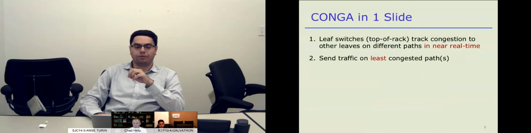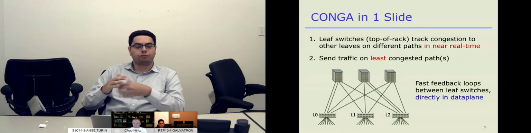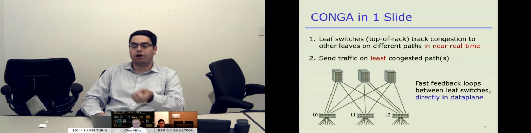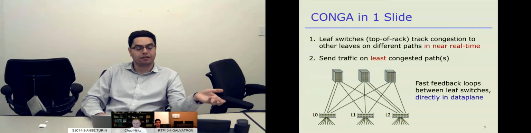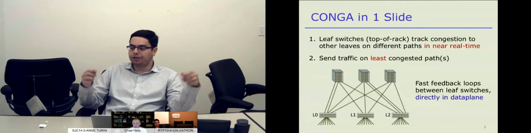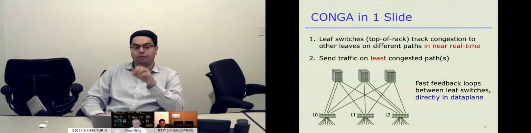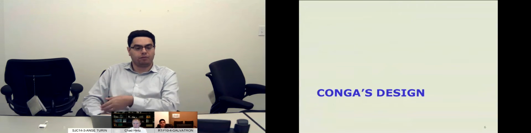The key here, though, is how do you actually collect this information? How do we get these congestion metrics? We do this in CONGA by implementing extremely fast feedback loops between the leaf switches directly in the hardware data plane. So directly in this ACI capable ASIC that we built, we have mechanisms for implementing this very fast feedback loop. And because of that, we get this near real-time awareness of congestion. So let me give you a little bit more detail about how this actually works in our design.